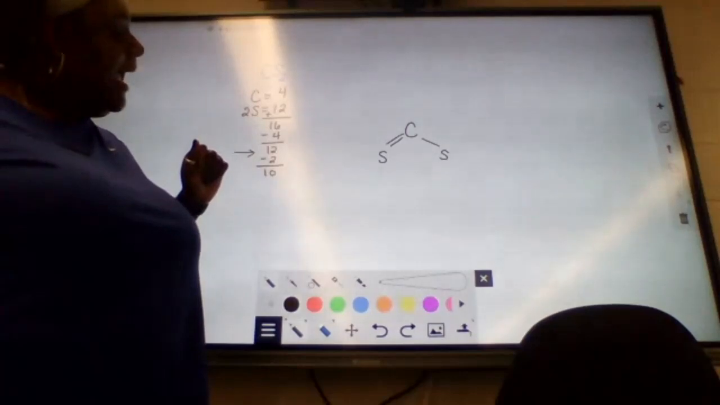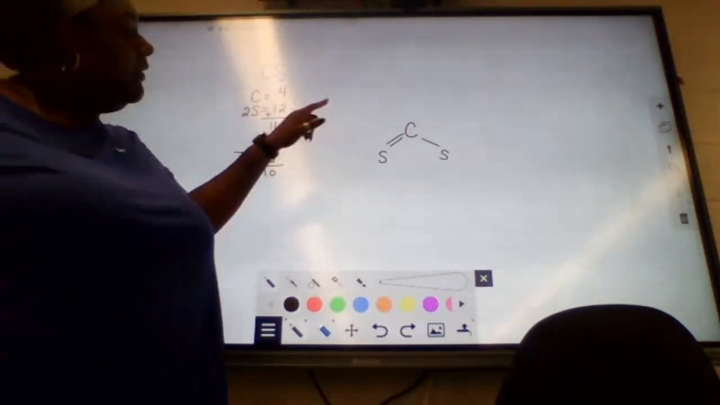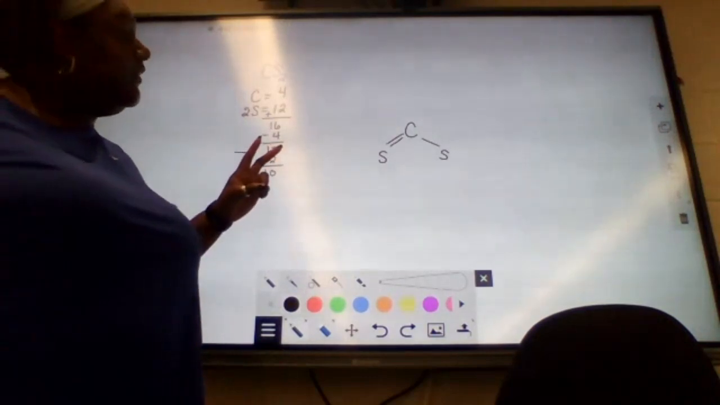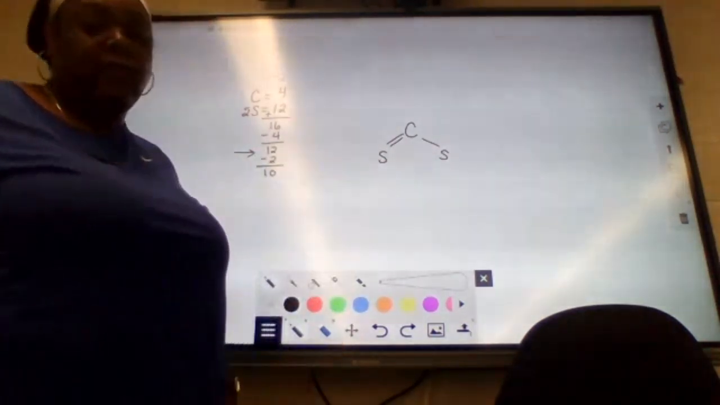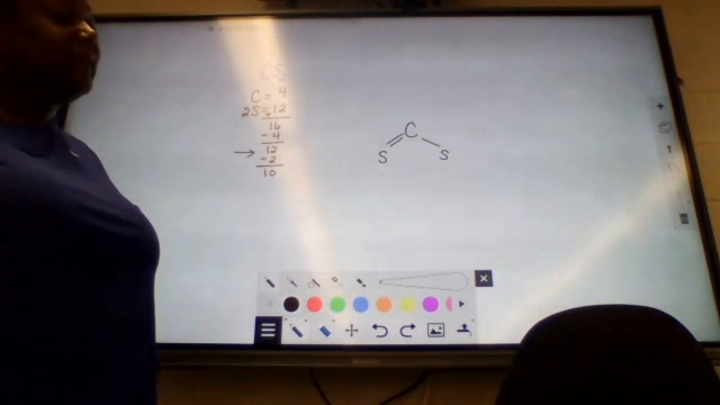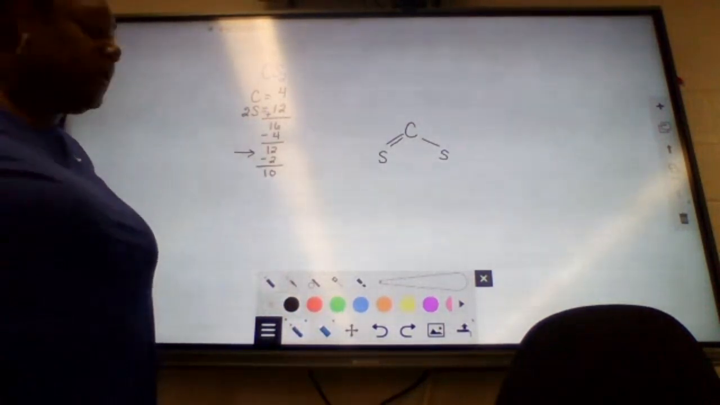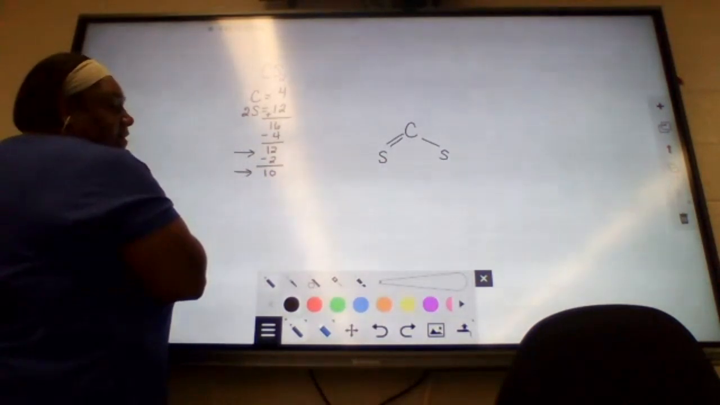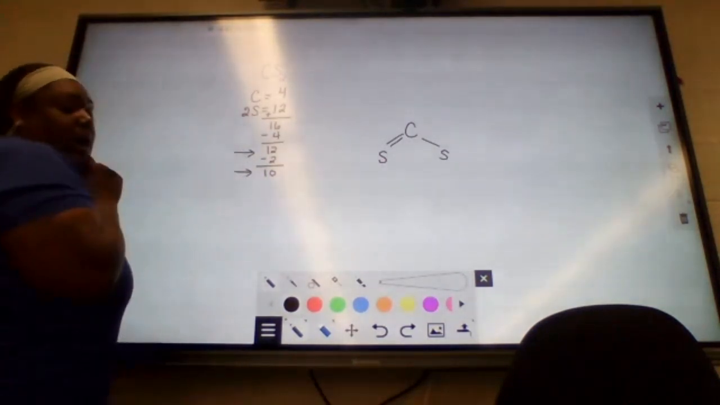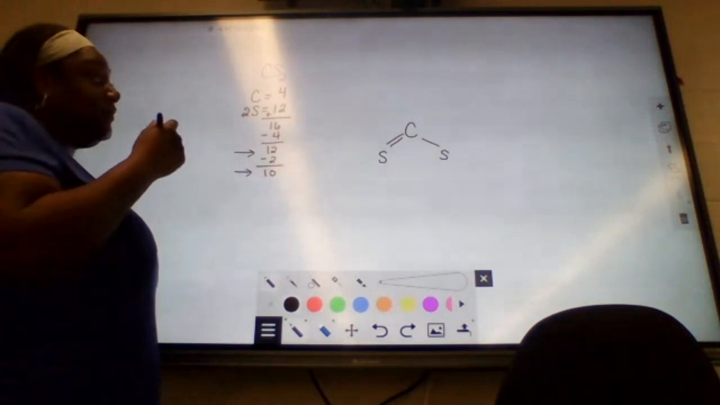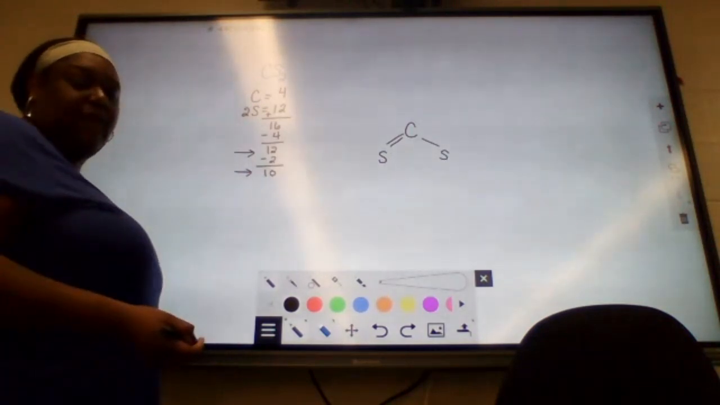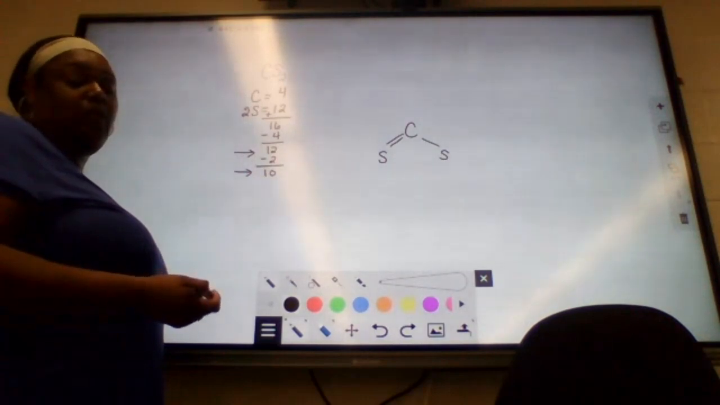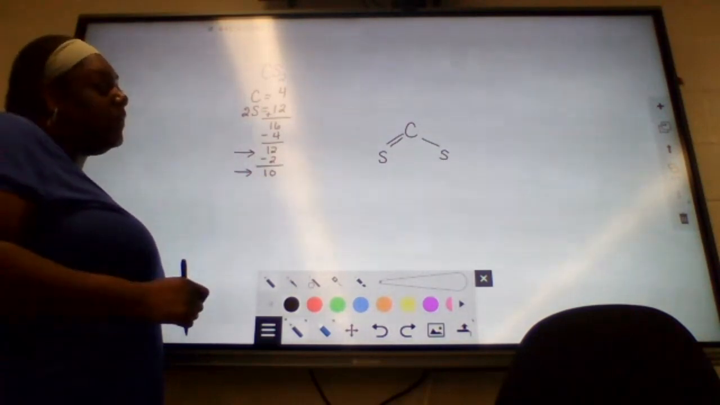Now on that sulfur, I only need 4 electrons. On that carbon, I only need 2 electrons. 4 plus 2 is 6. But on that last sulfur, I still need 6 electrons. 6 plus 6 is 12. But I don't have 12. I only have 10. All right? And so I need more electrons than I have. I've got to insert another multiple bond. But the question is, where does the multiple bond belong?